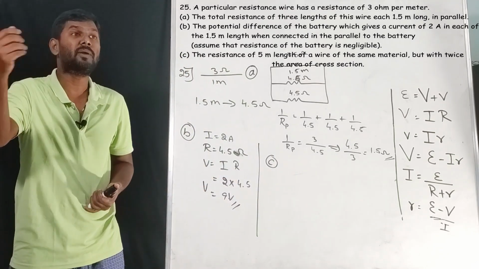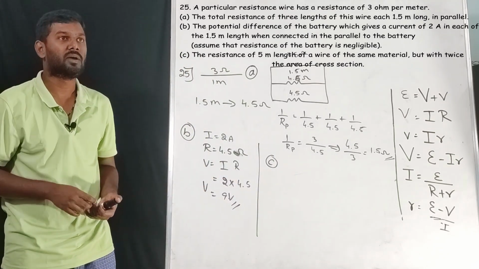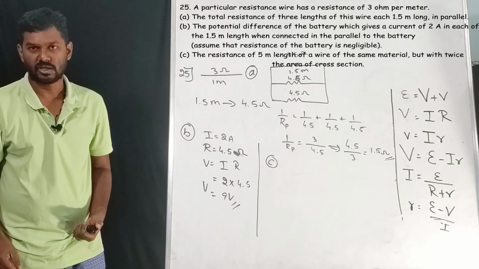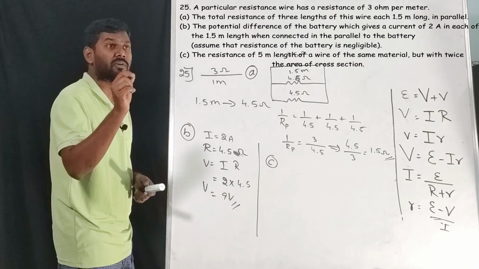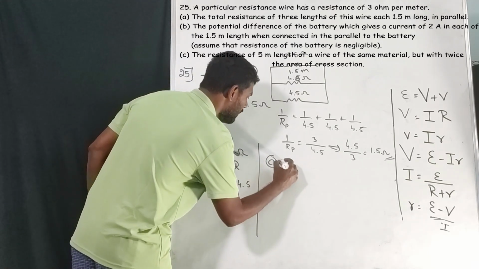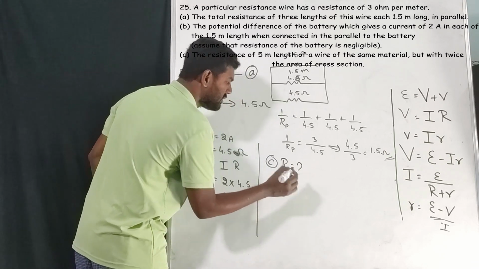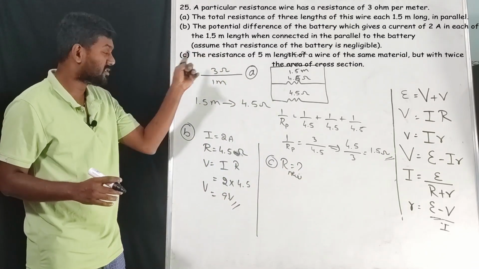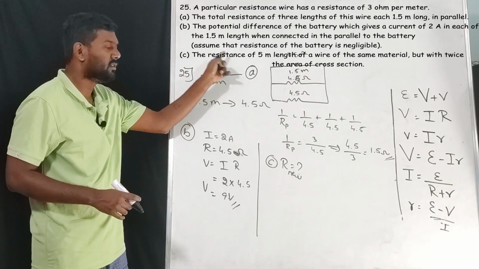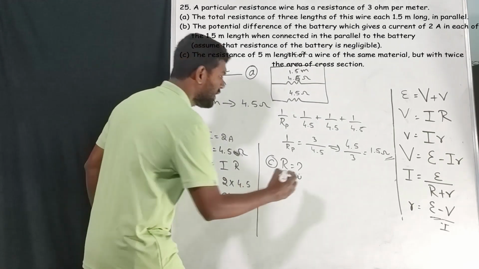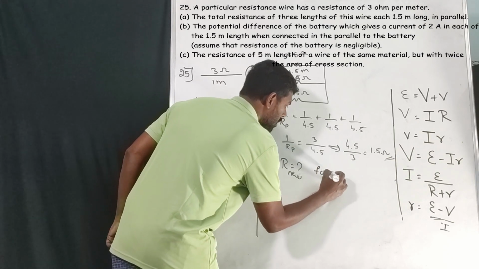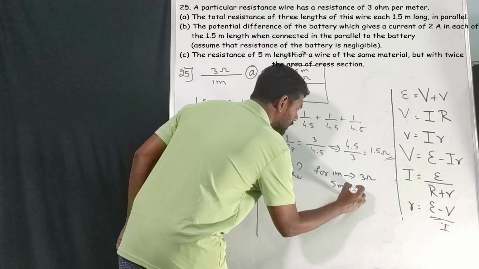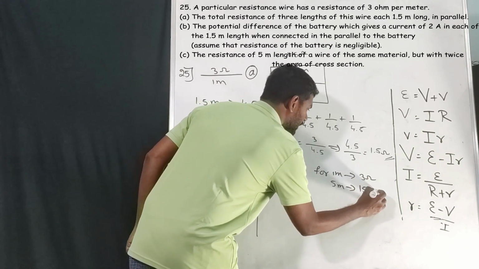The resistance of 5 meter length. Now they are changing the length of the wire of same material with twice the area of cross section. Now we have to find the new resistance. Now listen, what is the first data they have given? For 1 meter the resistance is 3 ohm, for 5 meters multiply by 3, that will be 15 ohm resistance.